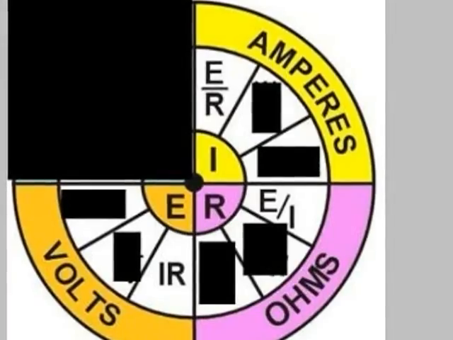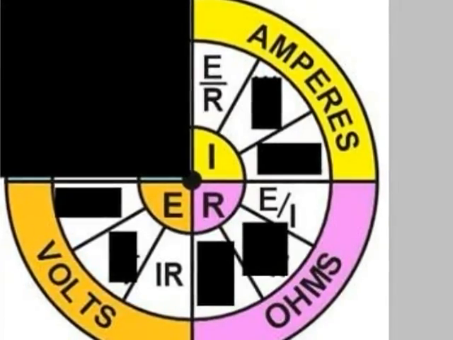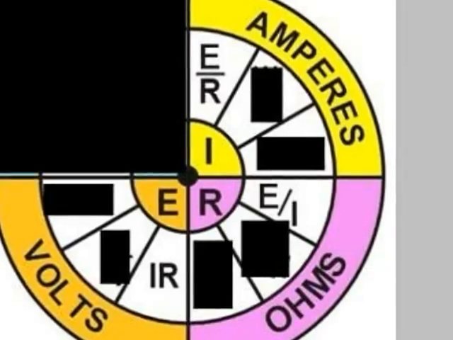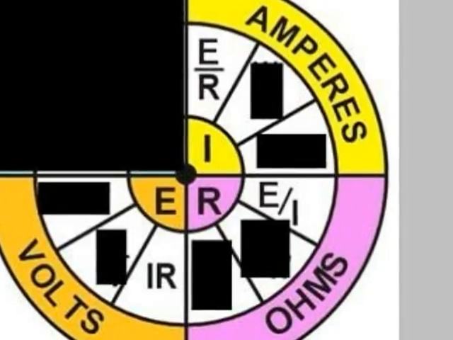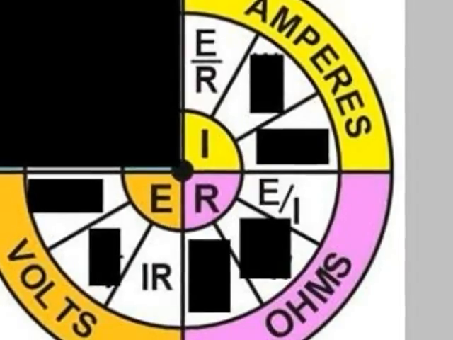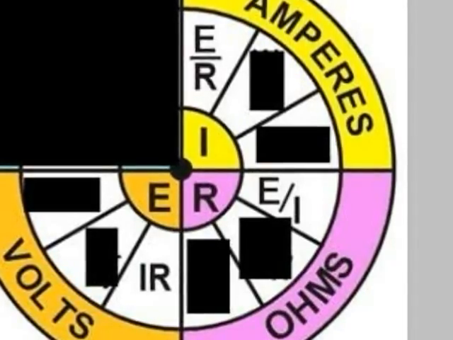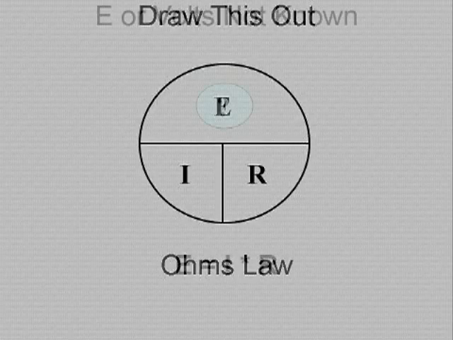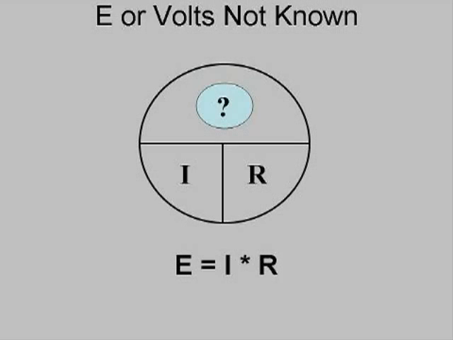At the 4 o'clock position, we can determine how many ohms we should have by dividing our voltage by our current. And we can determine how many volts we should have by multiplying current times resistance. To break this down even simpler, draw this out in your notes. Here is how we use this very simple wheel that we created.